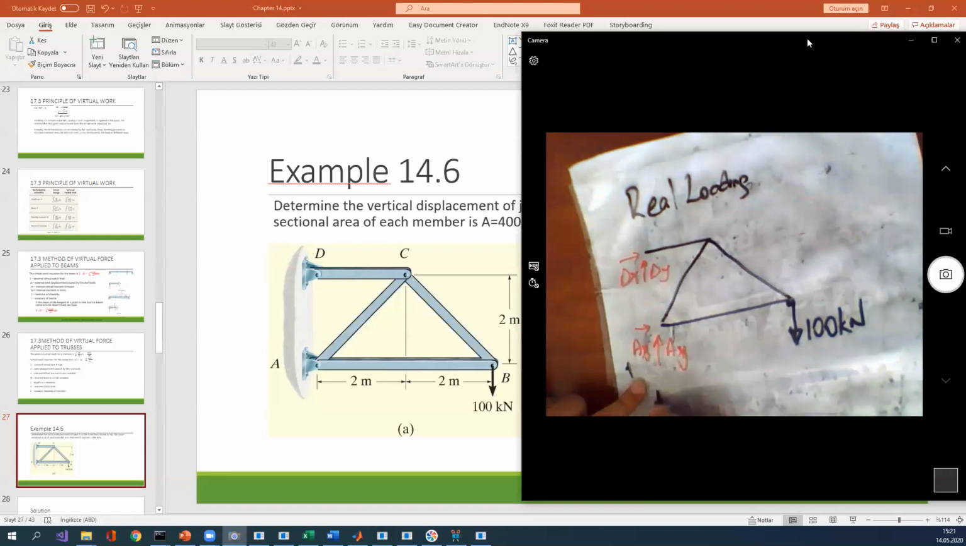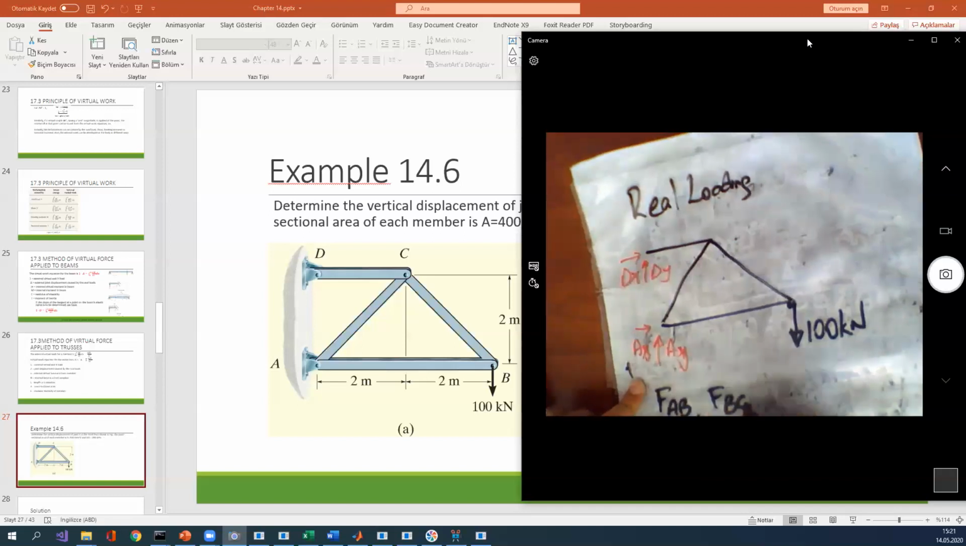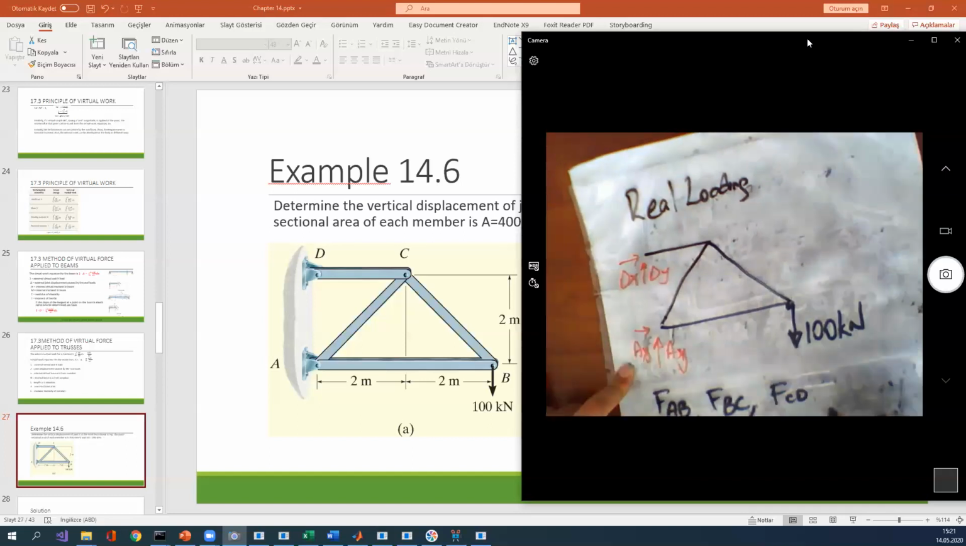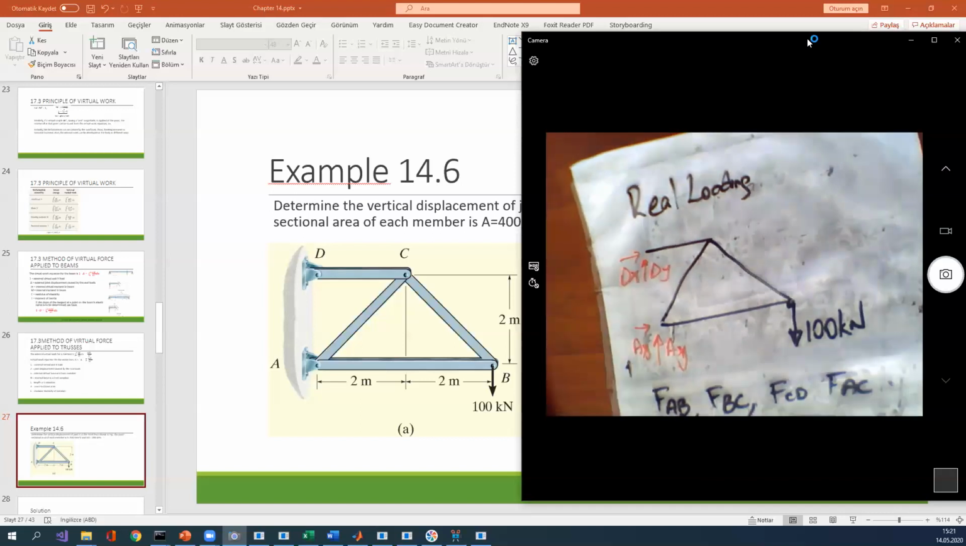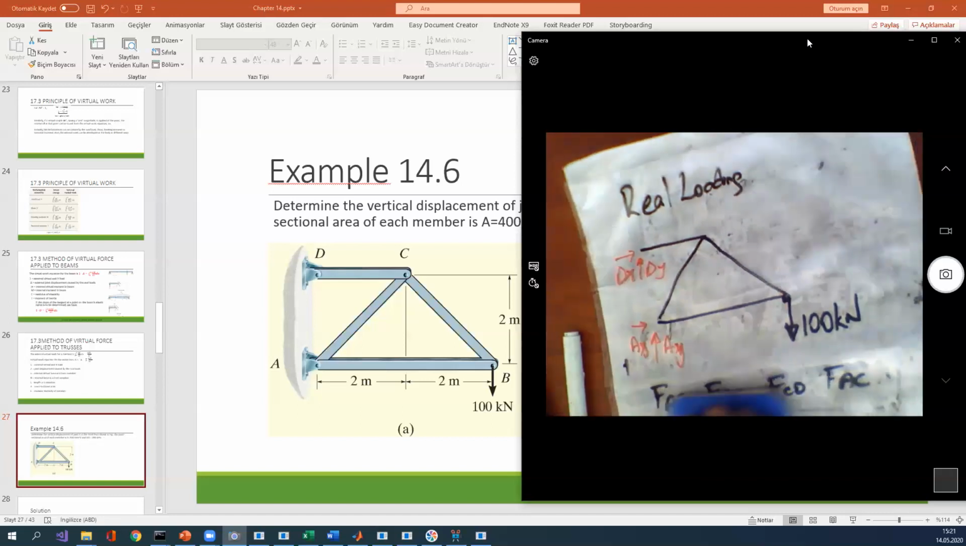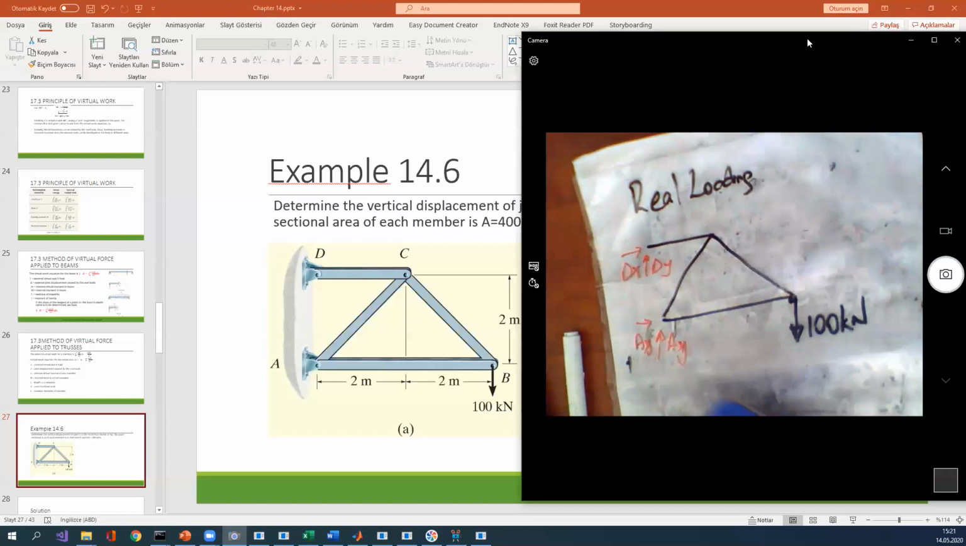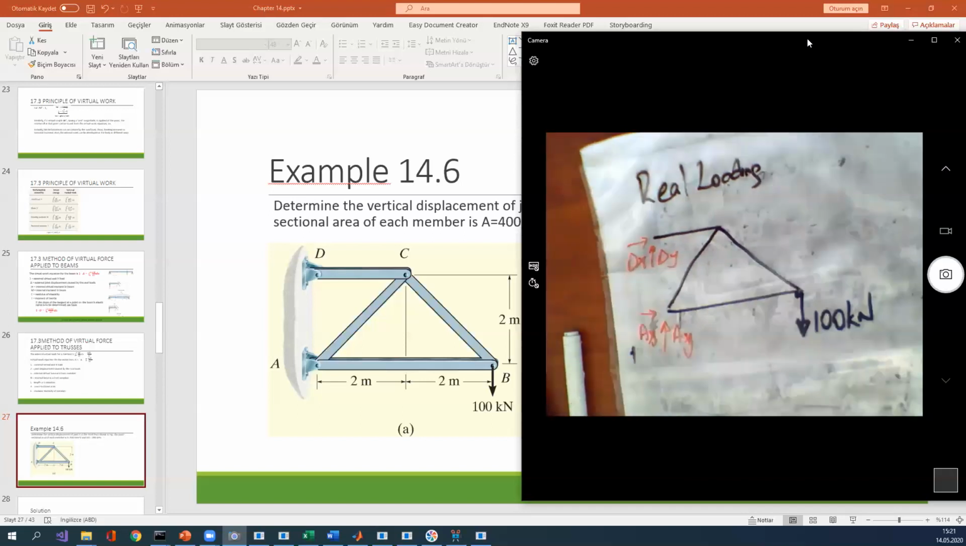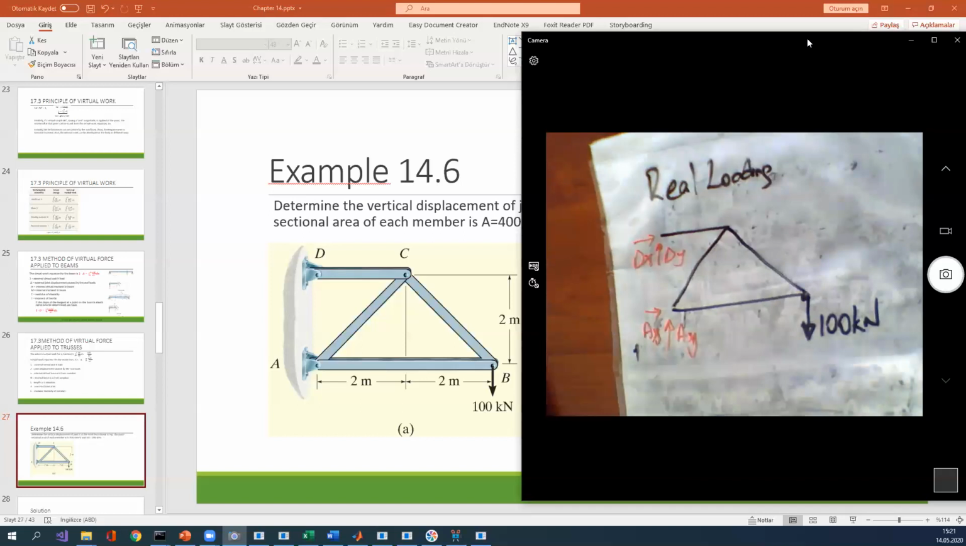force AB, FBC, FCD, and FAC. In order to make a summation, I only want to find two loads, FAB and FBC. Okay, the remaining forces of the structural members, you can calculate by your previous knowledge. Okay, I only want to work with point B.